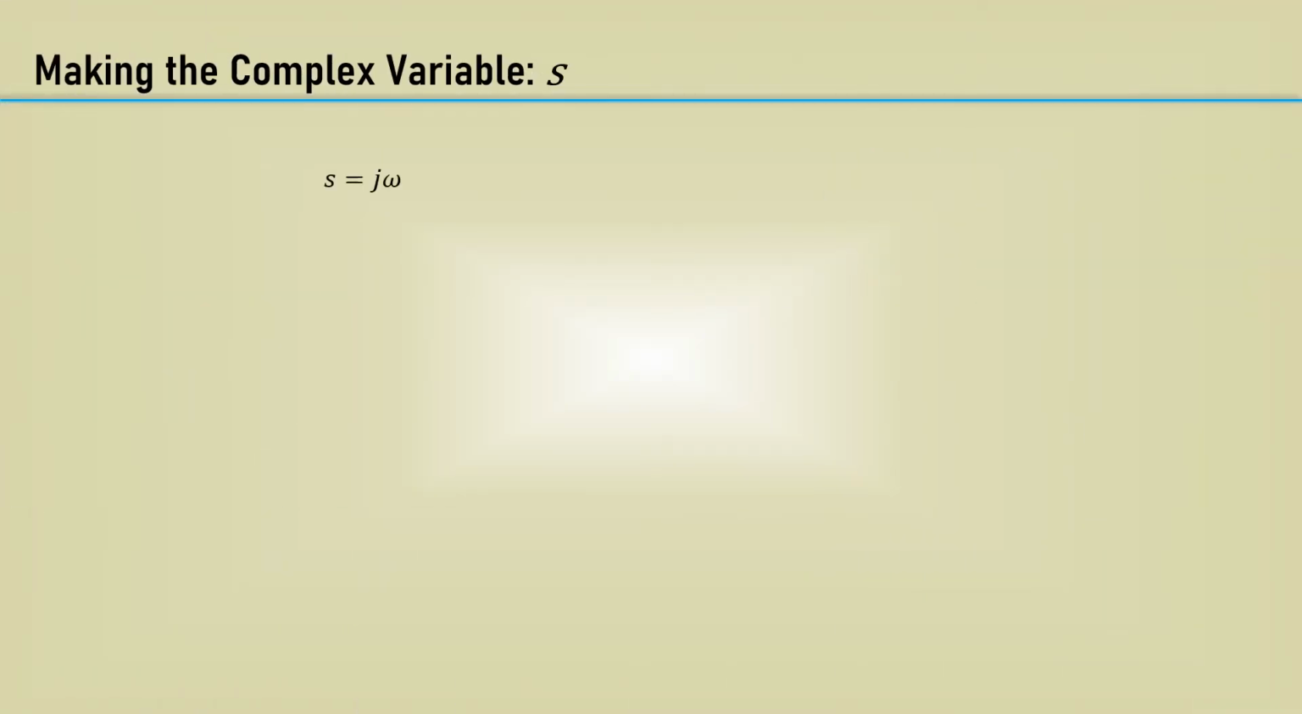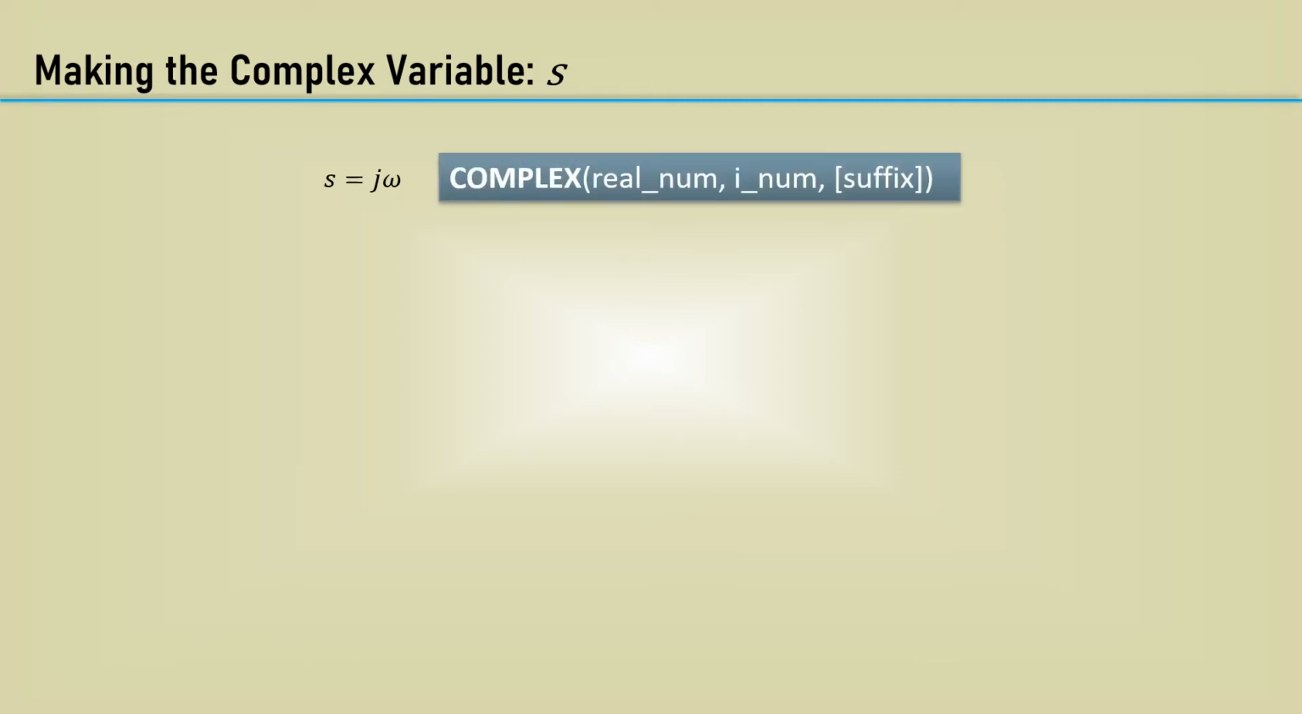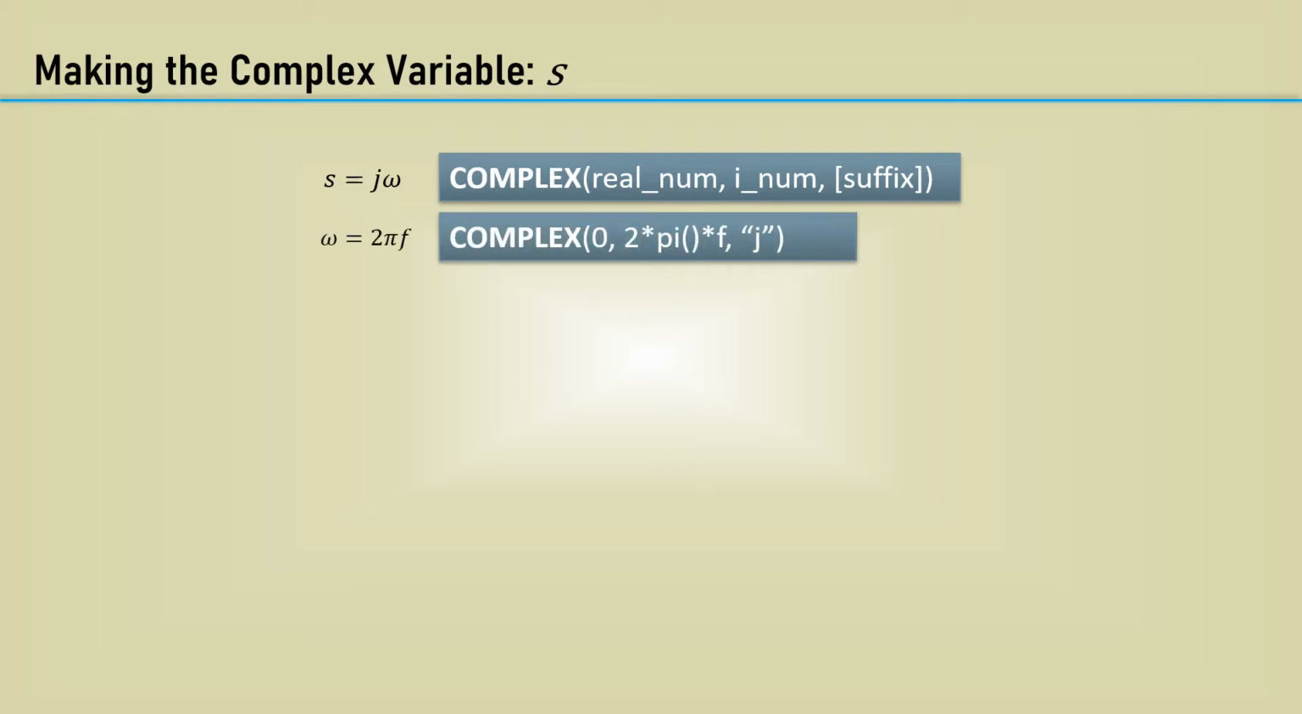Now it's time to create the complex frequency variable S for each frequency point. Excel has a complex function to do such a thing. It has 3 arguments: the real number, the imaginary number, and a suffix. The real is 0, and the imaginary number is omega or 2 pi f. The suffix can only be lowercase i or j. Of course, for electrical engineering, we use j so as not to get confused with i for current.